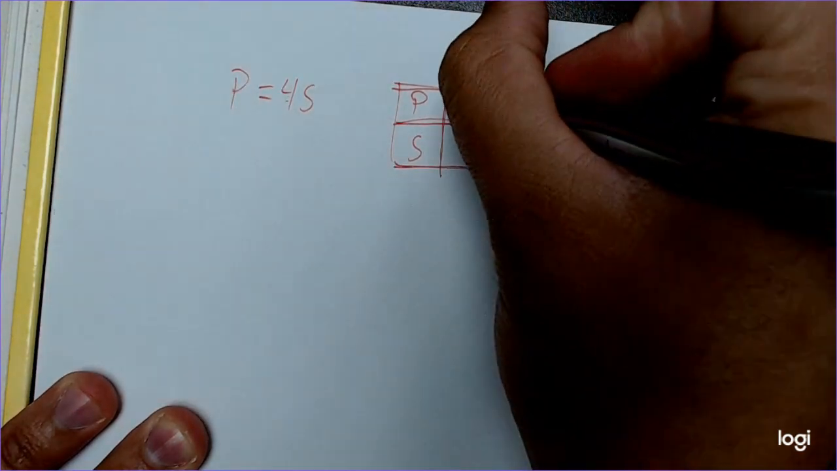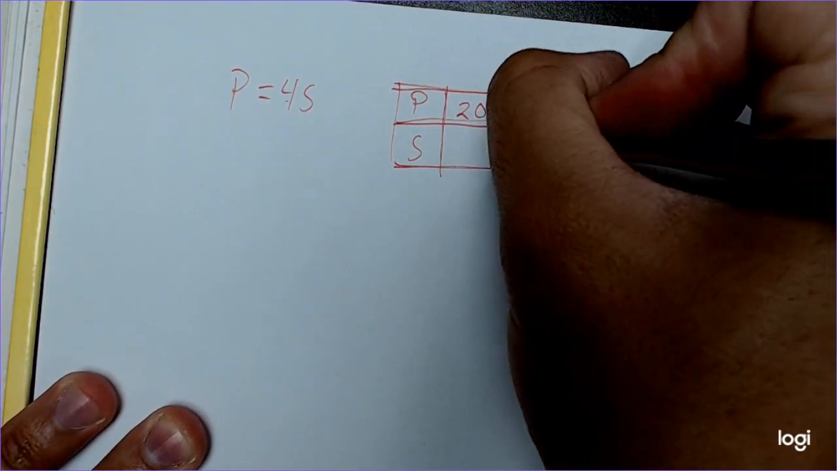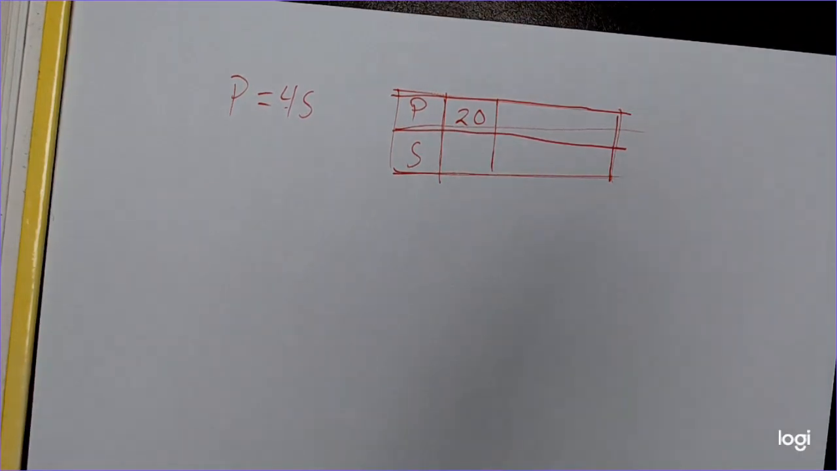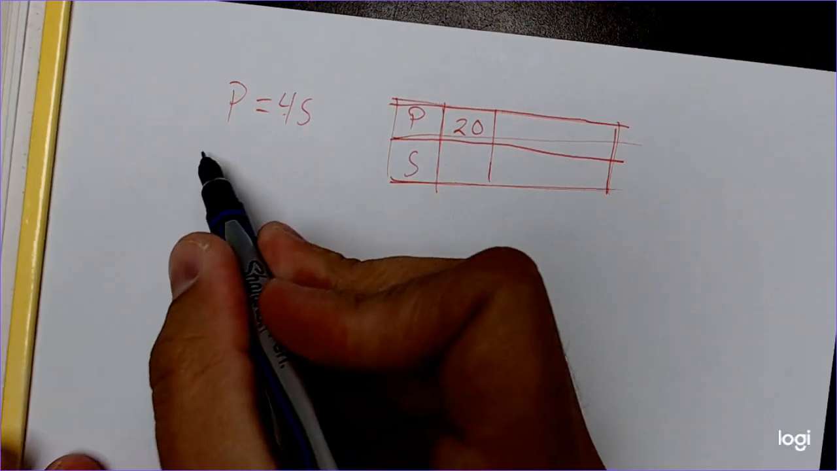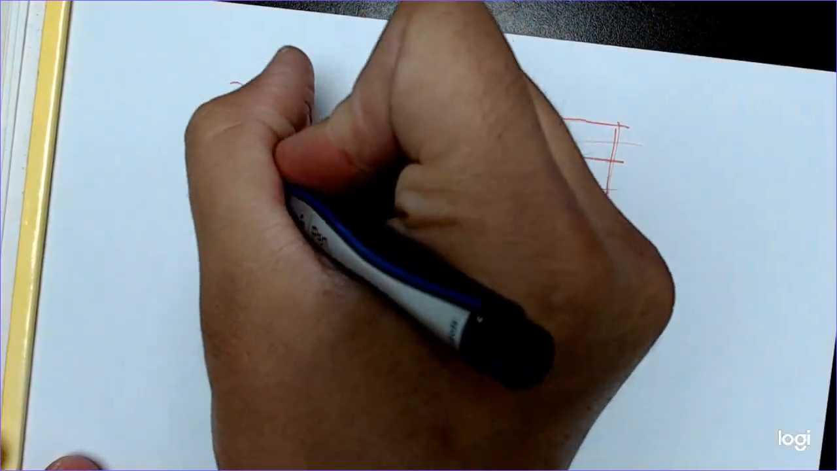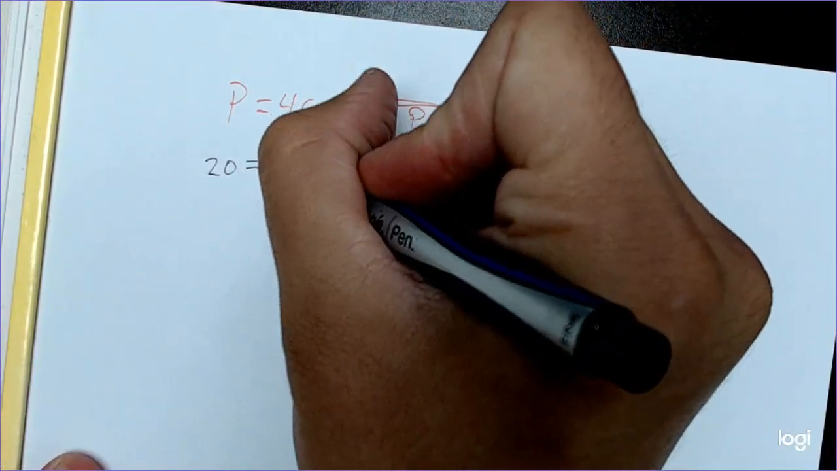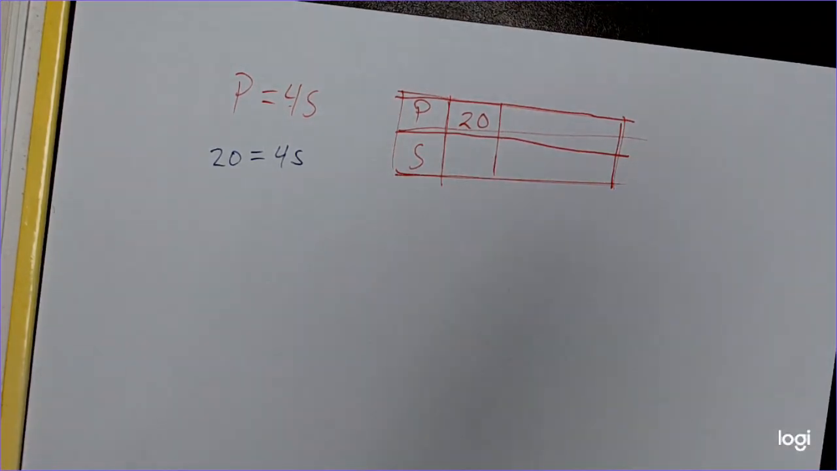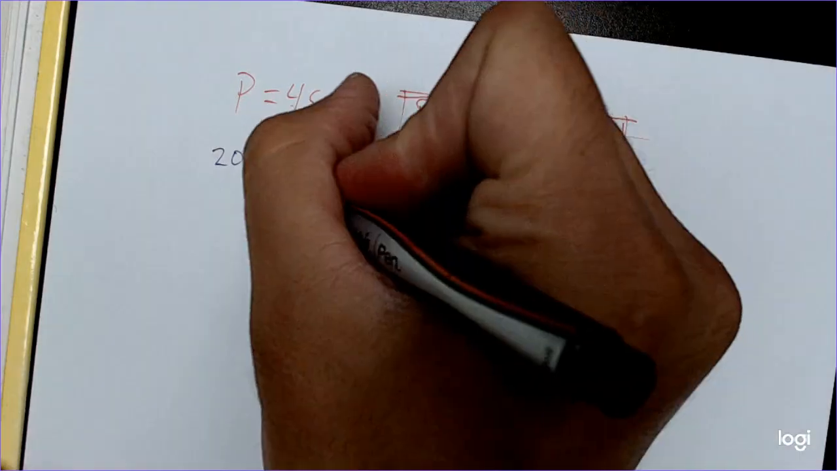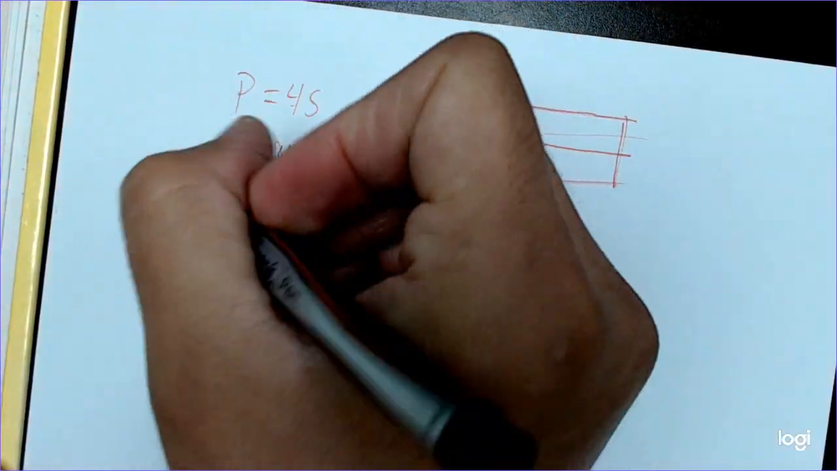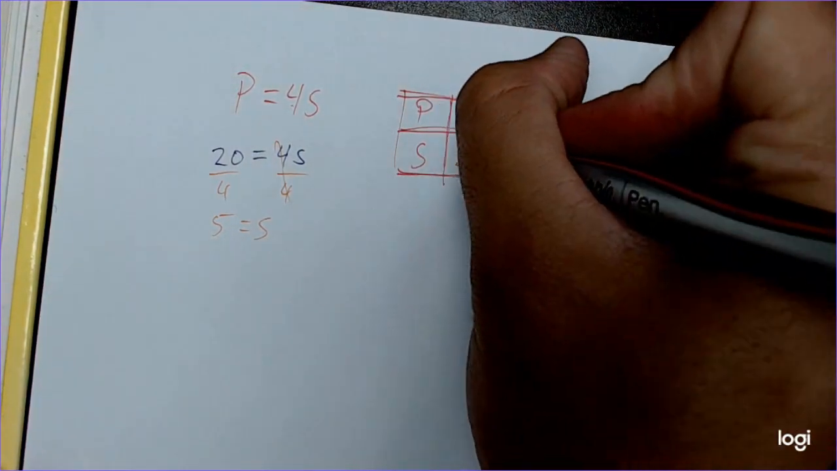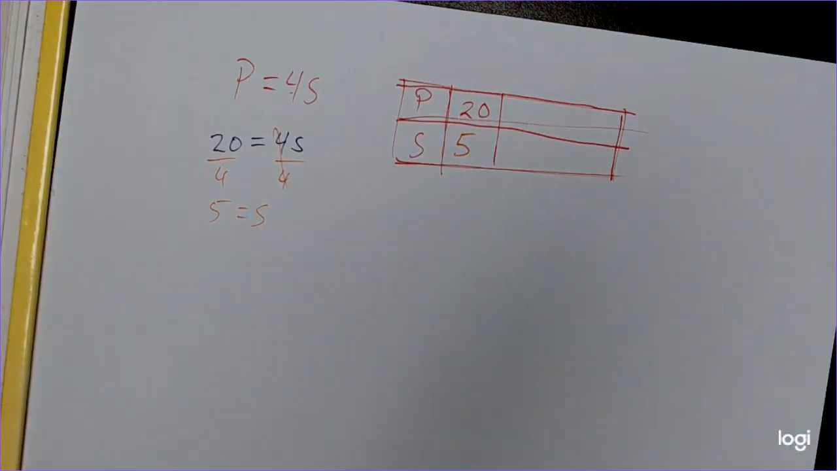So when I put 20 as p, what would the number be for s? Well, to figure this out, all I have to do is put these numbers into the equation. So instead of writing p, I'll write the number 20. Put the equal sign, the number 4 stays the same, and s, I got to find out what s is. So if I can solve this, I know what s would be. So let's see here, I'll just divide by 4. That cancels, 4 goes in 20 five times. So s would be equal to 5. Cool.